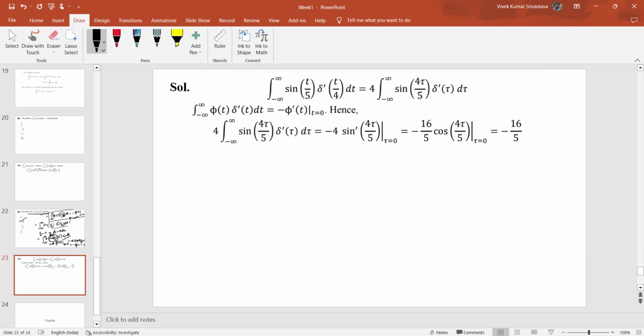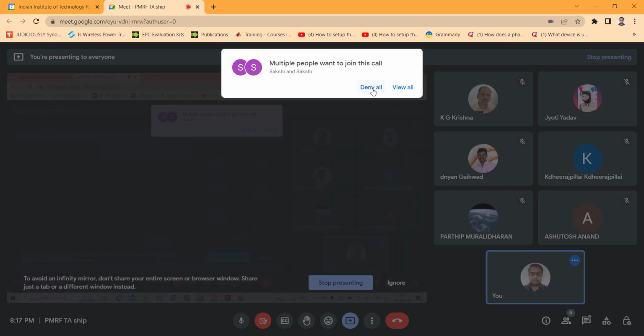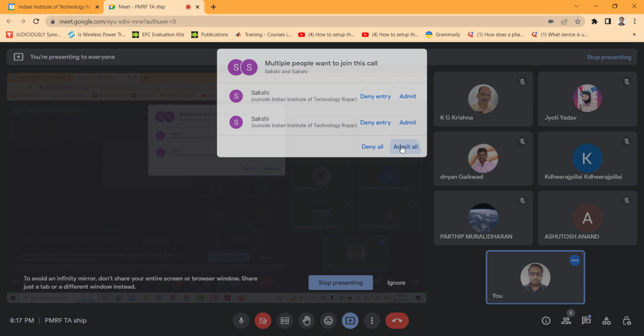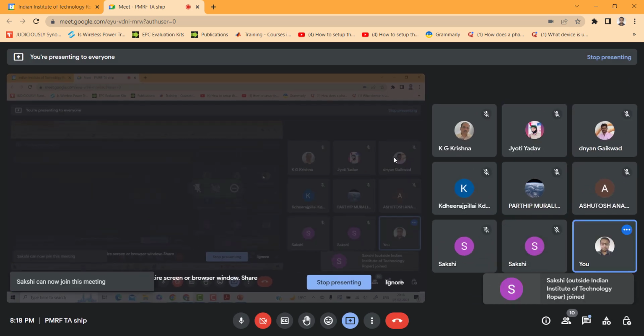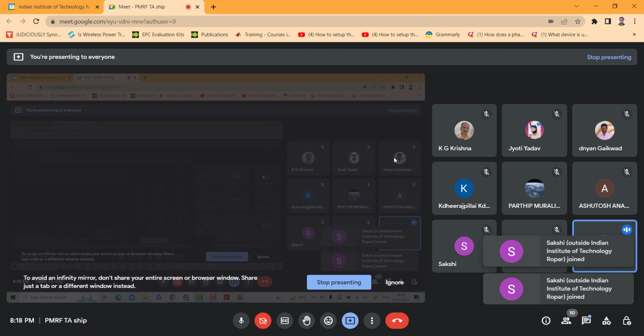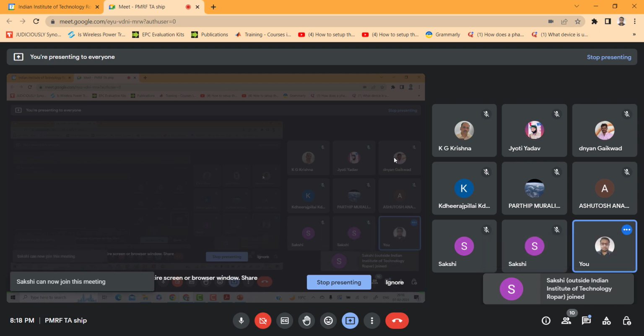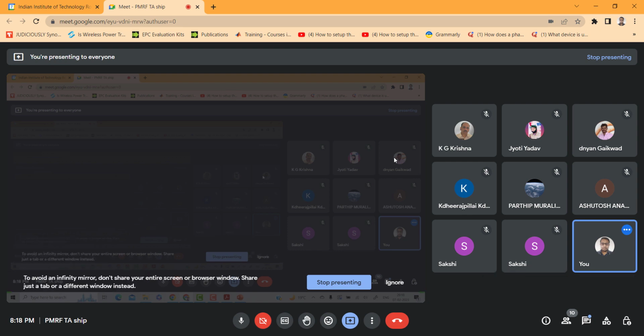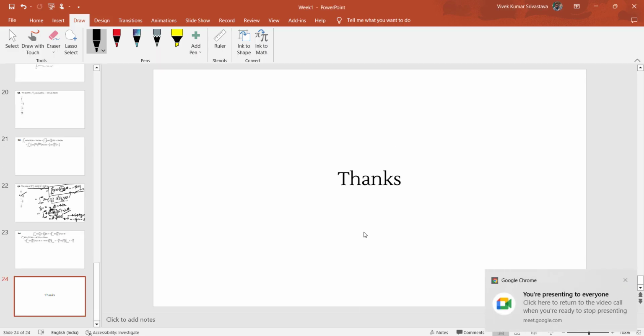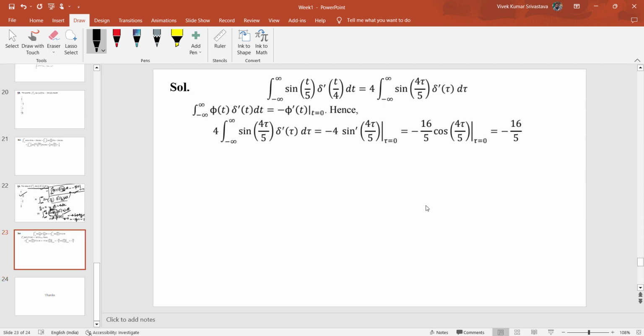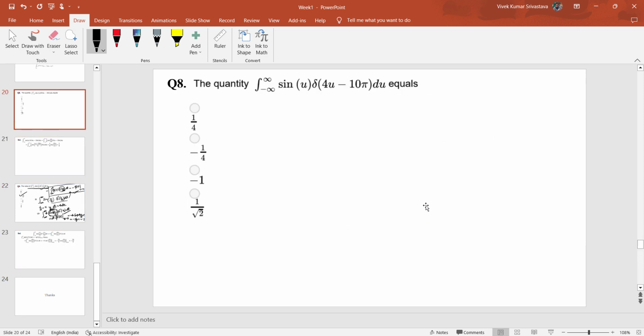So any doubt in this problem? Any doubt? Okay, so this was the last problem of this session. If you have any problem in any of the questions that I have covered in this session, then you can ask.